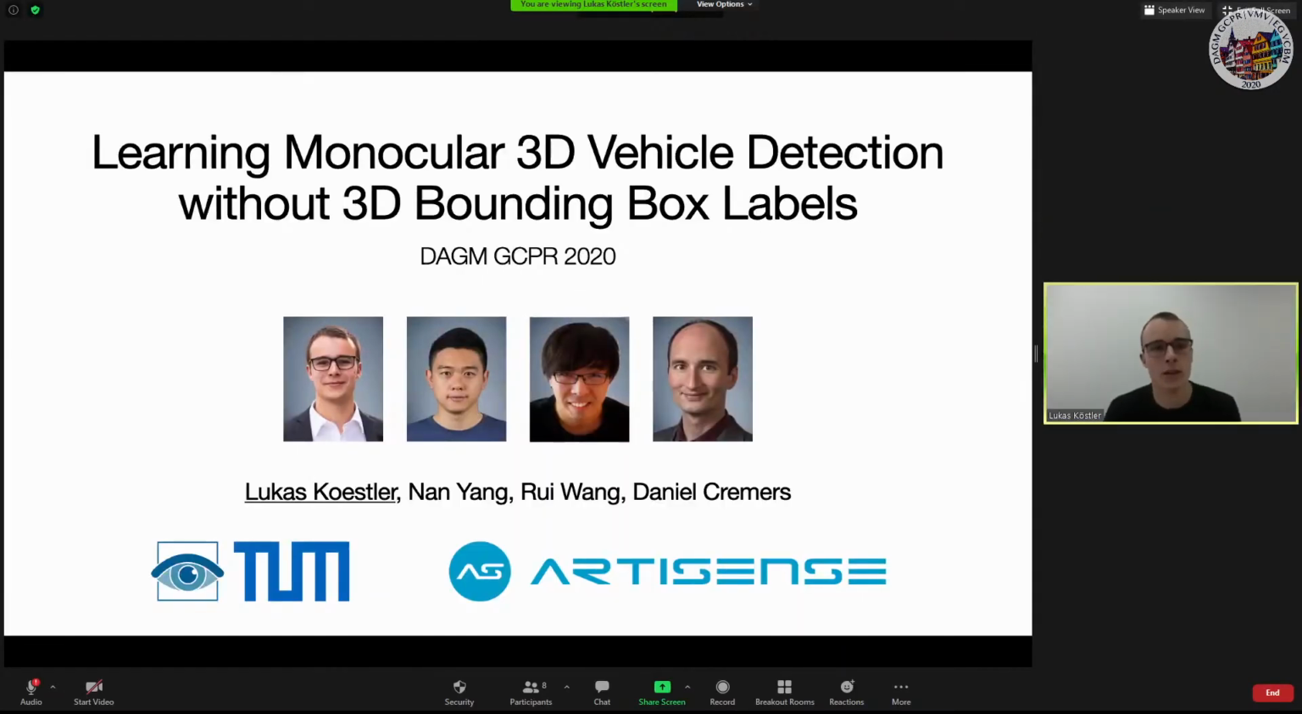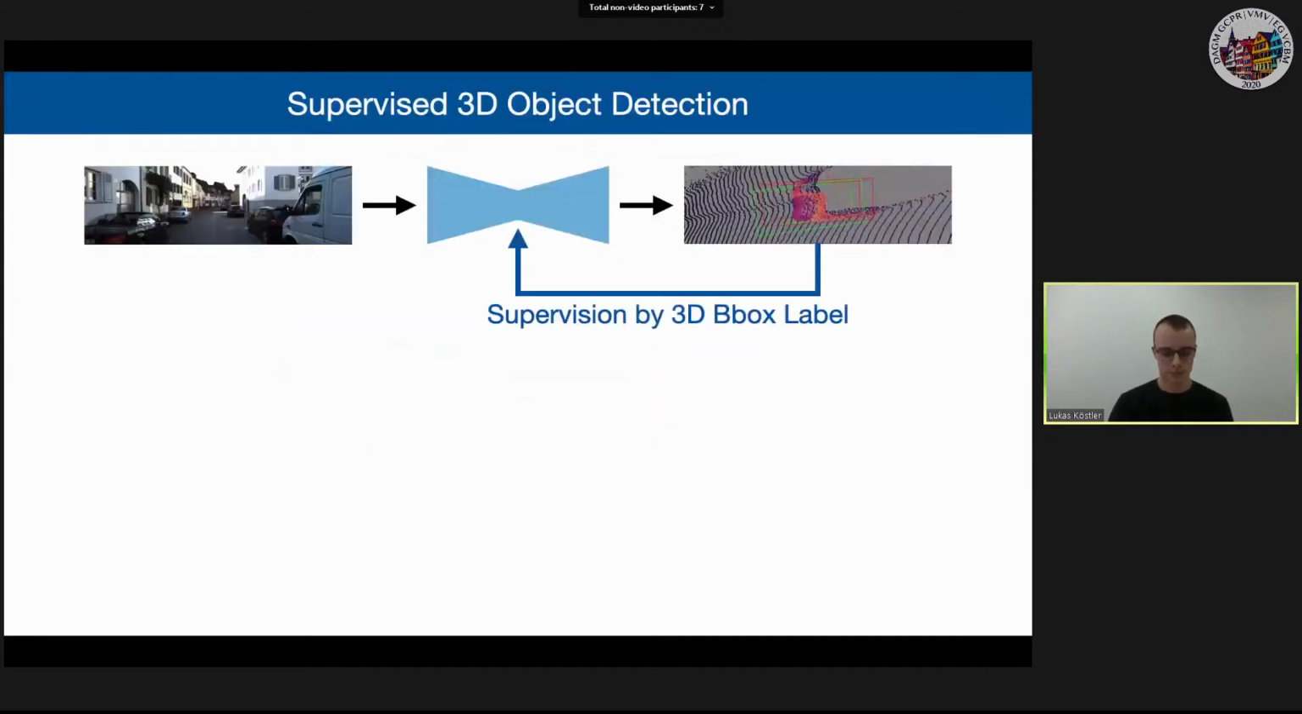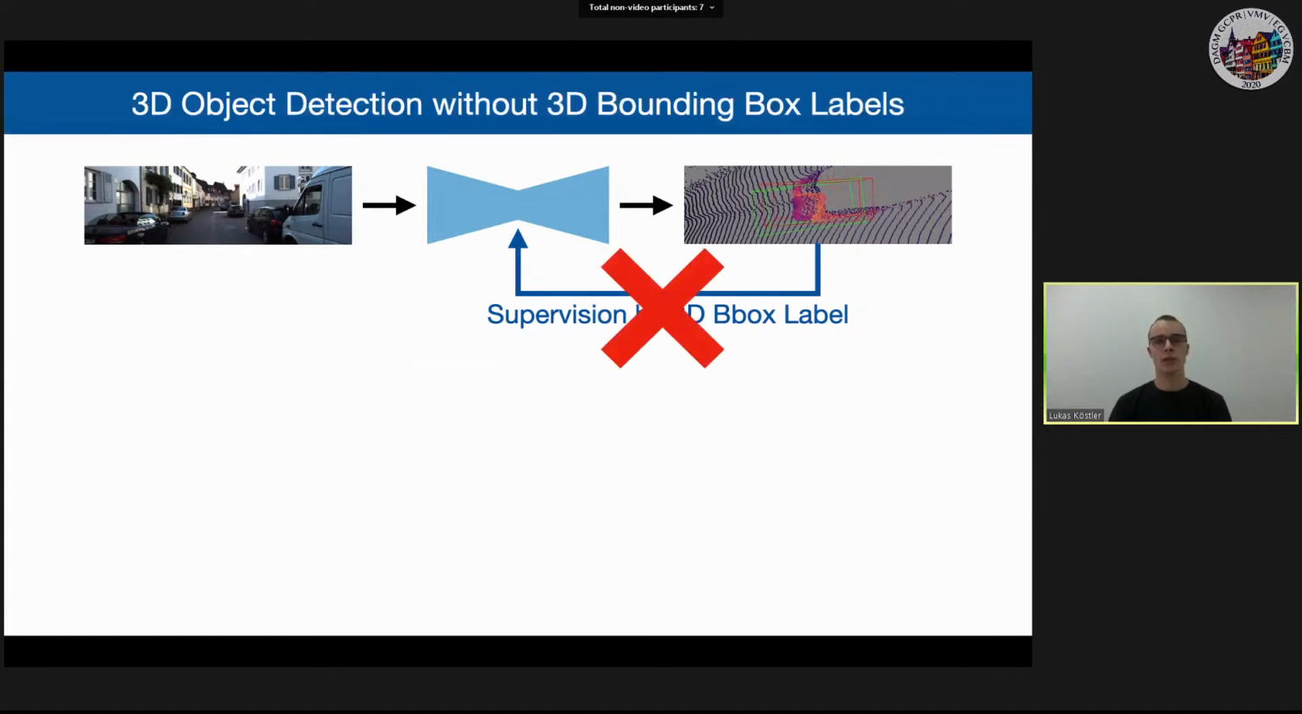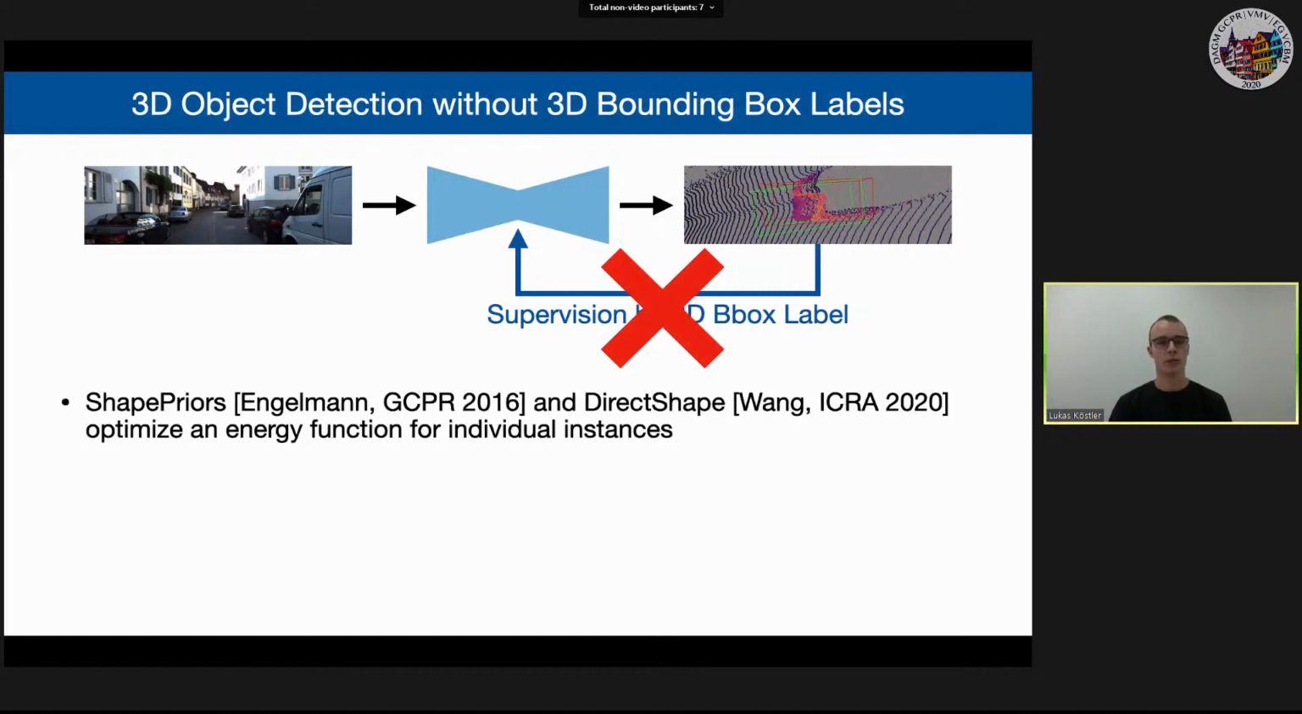Okay. Thank you very much. My name is Lukas Koestler, and I'm excited to present Learning Monocular 3D Vehicle Detection Without 3D Bounding Box Labels. This is joint work with Nan Yang, Wang, and Cremers. Training 3D object detectors requires large datasets with 3D bounding box labels for supervision. We aim to overcome the need for manual labeling, which has also been tackled in prior work.